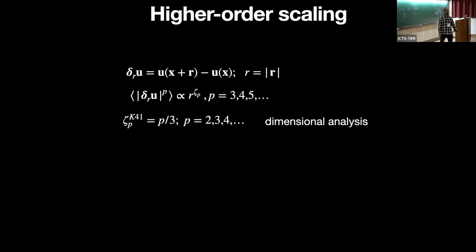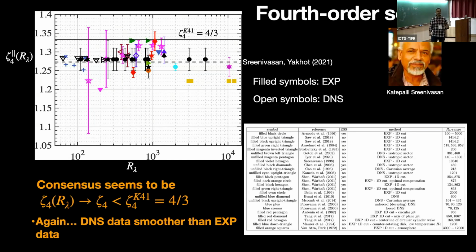So one can do this by varying this order 2 and going to yet higher orders. So what you can do is you can vary this P to 3, 4, 5, so on and so forth. Note that the Kolmogorov prediction is P-thirds. This is the linear scaling. This is the dimensional value. And I'm going to show you the same thing now for the 4th order.